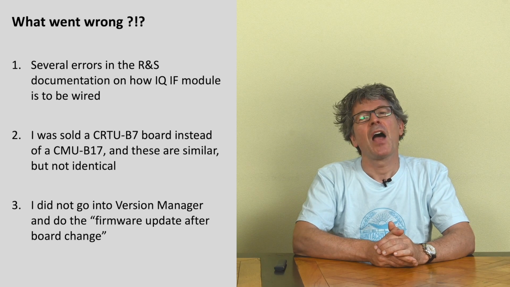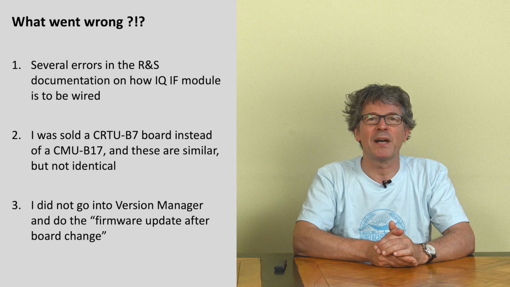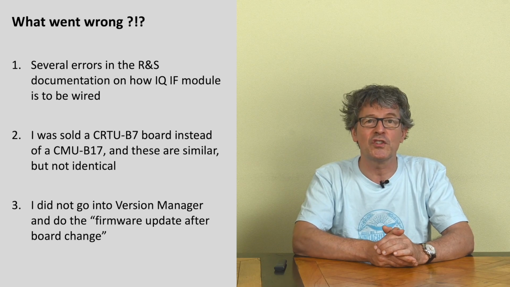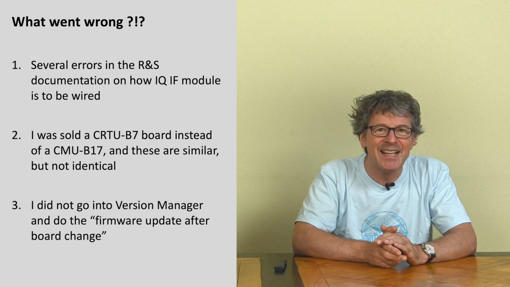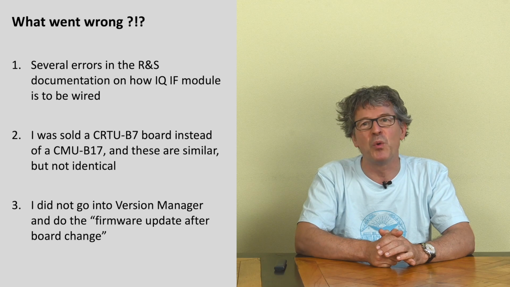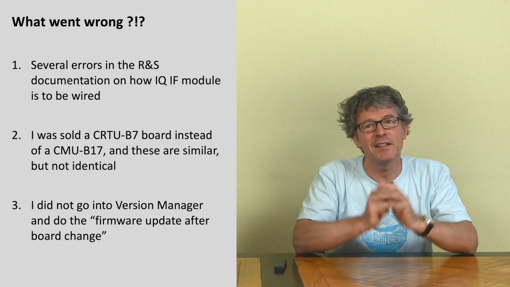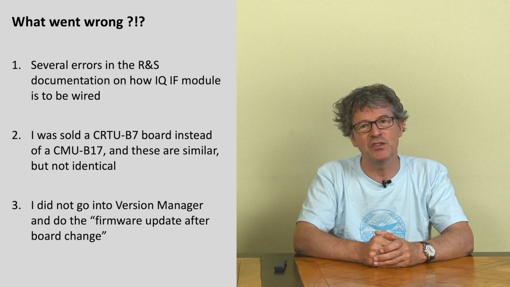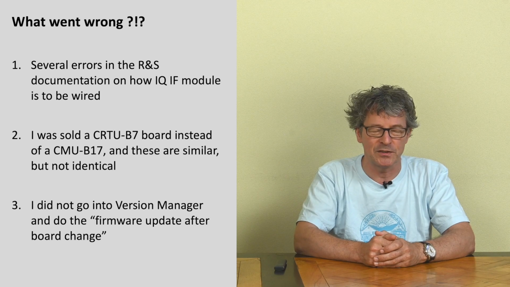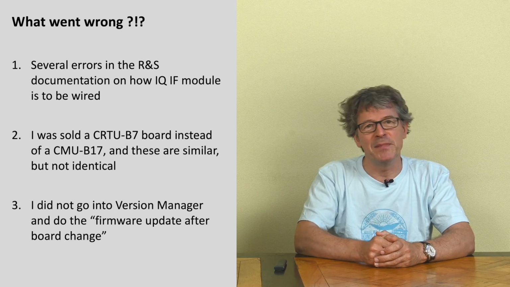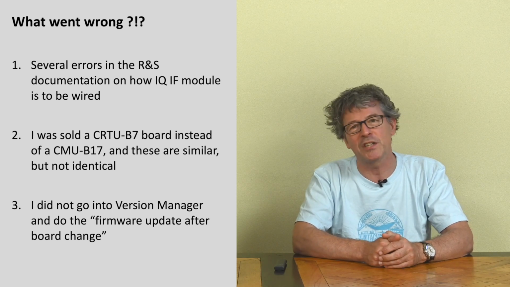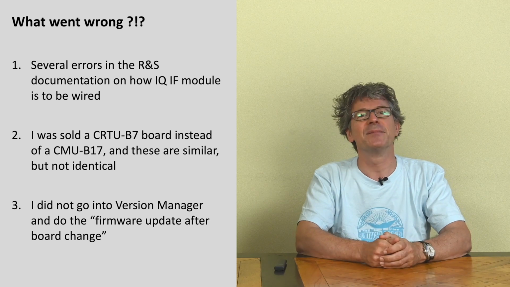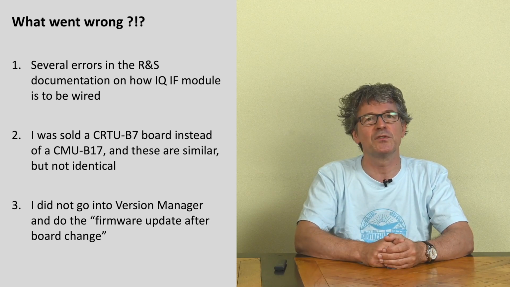Secondly, when I was doing this work, I didn't really realize that the card that I bought on eBay was not the so-called CMU B17, which is the card that's supposed to go in this machine, but instead was a CRTU B7 board. Kind of similar but not identical, a board that is designed to go in another Rohde & Schwarz instrument. And finally, I have to admit, I did not go into the version manager and do the so-called firmware update after board change. I should have done that. But I'll get a little bit more into this as well.